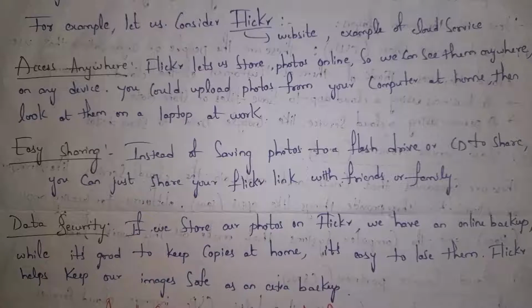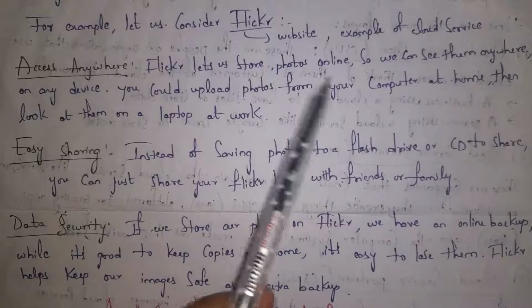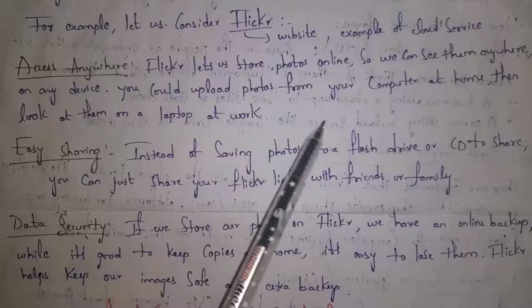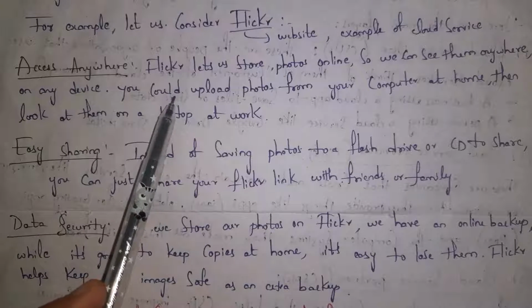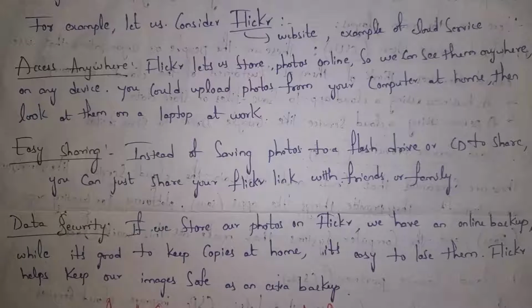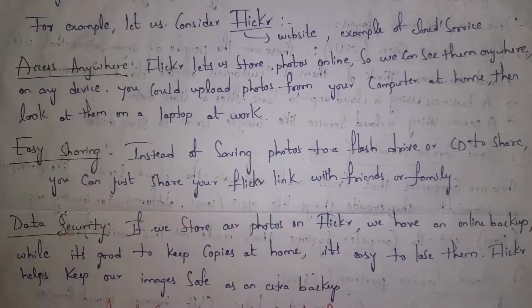So the first point is access anywhere. Flickr lets us store photos online, so we can see them anywhere on any device. You can upload photos from your computer at home, then look at them on your laptop at work. Guys, normally on my computer, I will open the Flickr website and store my photos. Whenever you want to see those photos, using any device, we can open the Flickr website and see those photos. We just need an internet connection, that's it.